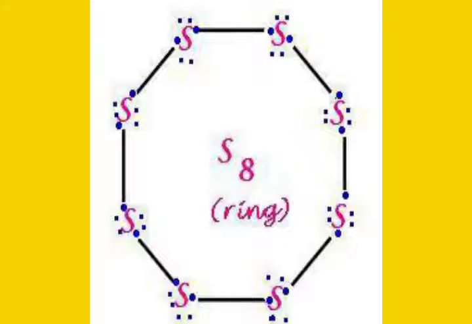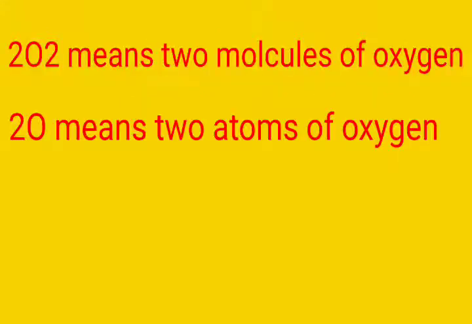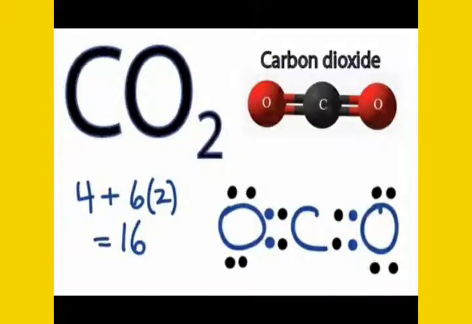Now next is formula. A formula is a short way of representing the molecule of an element or a compound. Like 2H. 2H represents 2 atoms of hydrogen, while H2 represents 1 molecule of hydrogen. In the same way, 2O2 represents 2 molecules of oxygen, while 2O represents 2 atoms of oxygen. Clear?